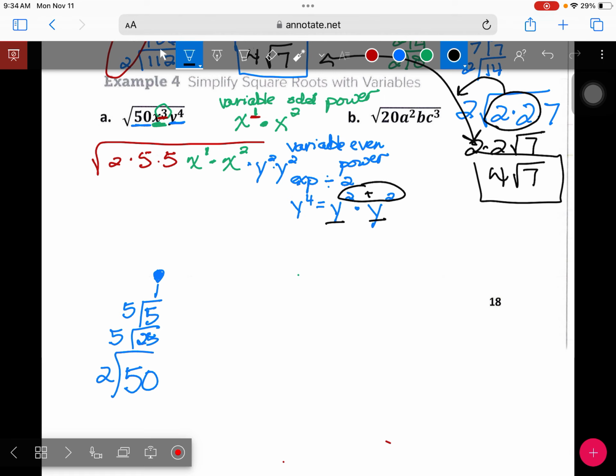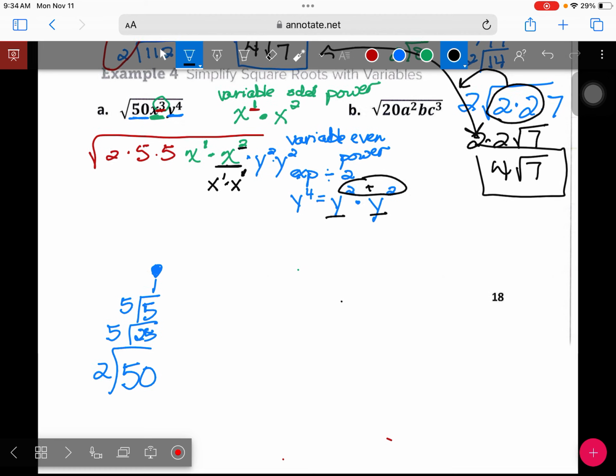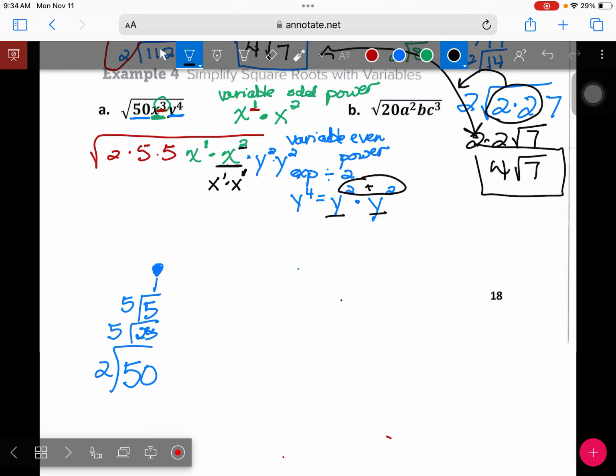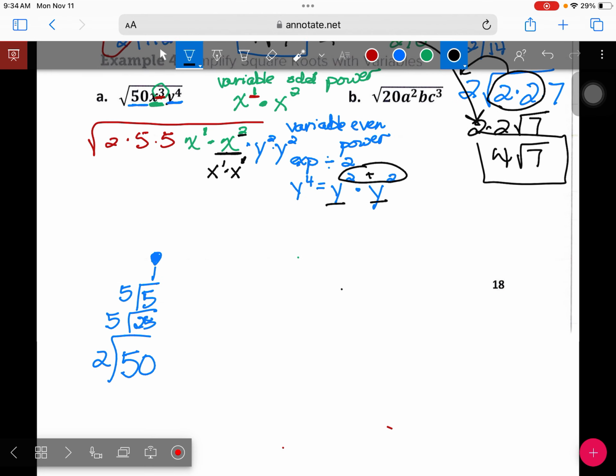Now, this is my variable to an even power. So I'm going to take x to the second and divide that by 2 and make that x to the first times x to the first. I know this is a lot, just trust me. Now we are going to look and say, do I have any pairs that I can kick out front? Do I have any perfect squares under the square root?